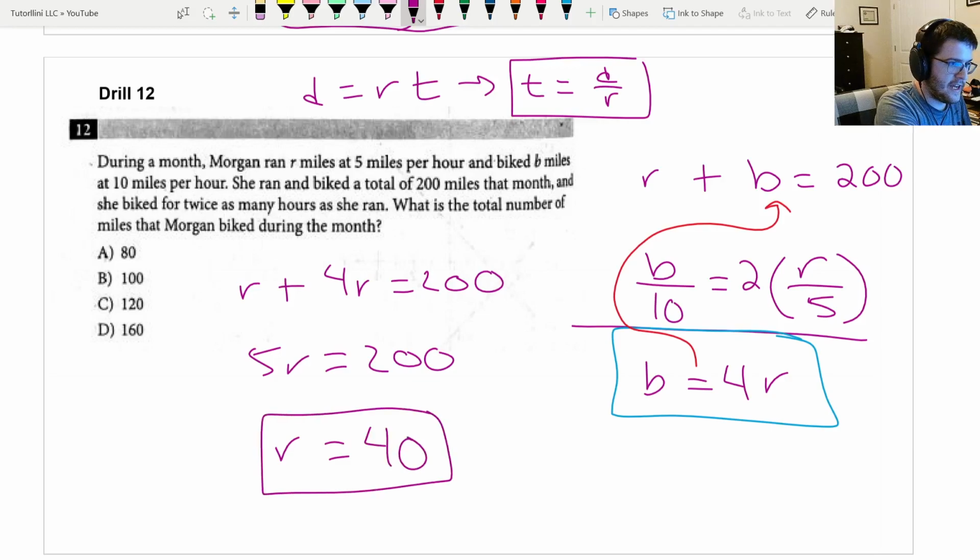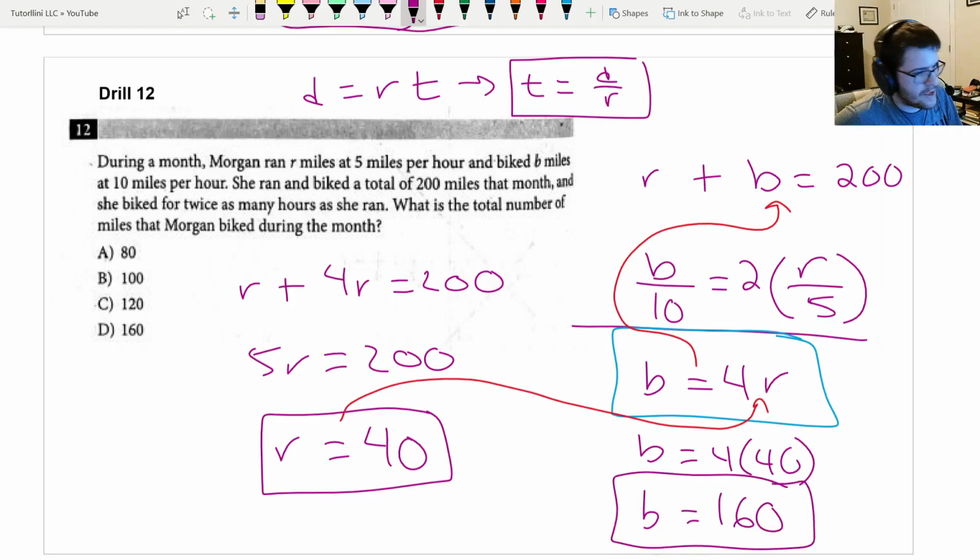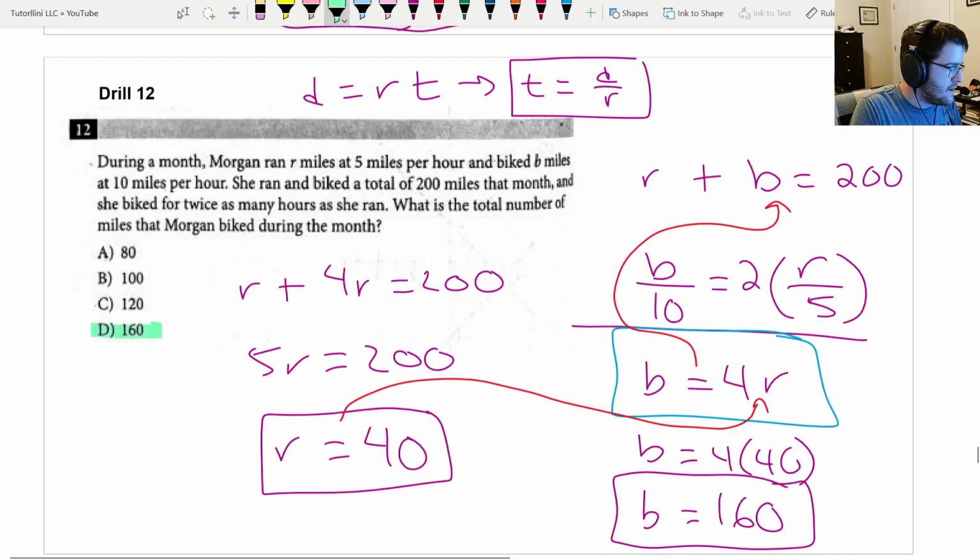And we can put that into our blue box guy. B equals 4 times 40, which is 160. Very good. Okay, I just made a tiny error. See, I went too fast, guys. D equals RT. We don't have rate and time. They gave us the distance, so we can just use distance. Distance is R for running, and distance is B for biking. So right away, answer is D.